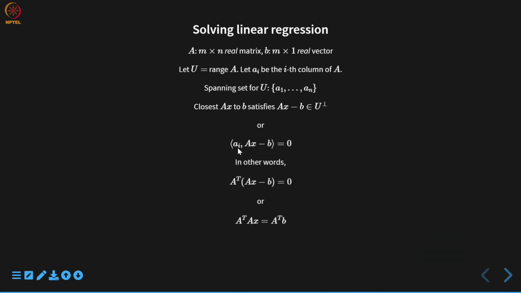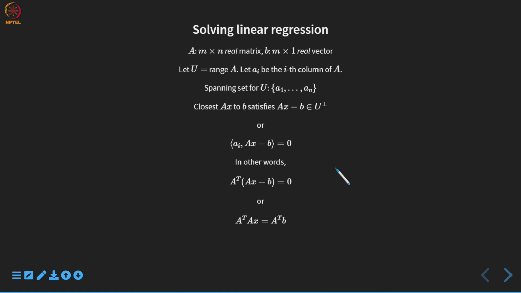So in other words, you write this for every i, which means every column's inner product with Ax minus B goes to 0. But how do I write every column? I can simply write it as A transpose multiplying Ax minus B. If you want, I can write out what A transpose will be. A transpose will simply be A1 here, A2 here, so on till An here, isn't it?